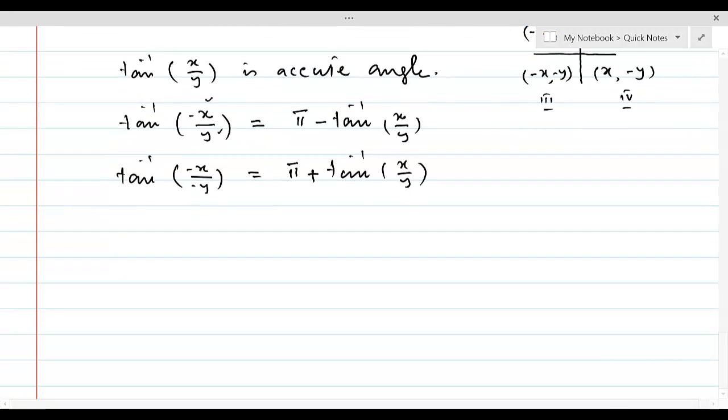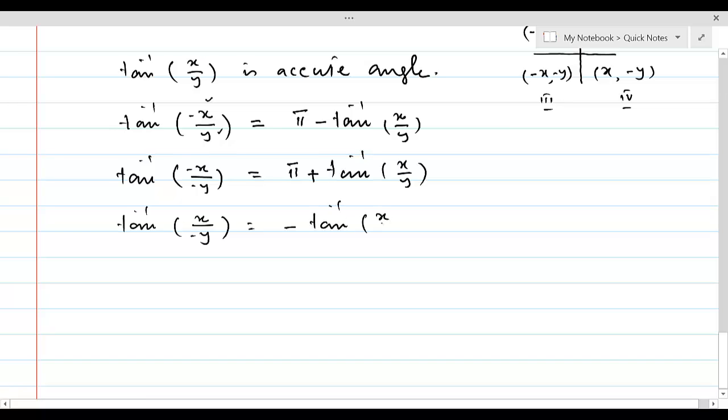And if you have tan inverse x is positive but y is negative, it means the quadrant is the fourth quadrant, and you can simply take the negative sign out and write negative tan inverse x over y. These are very helpful results, and you will need them while solving questions in trigonometry. Anyway, let's go to the next question.